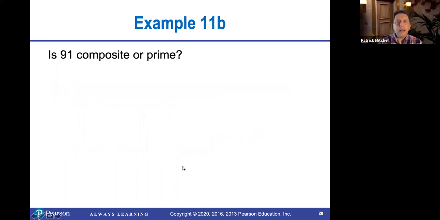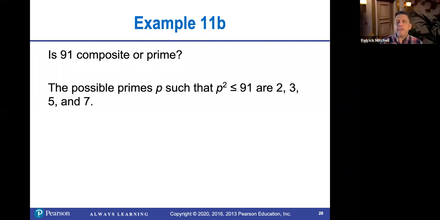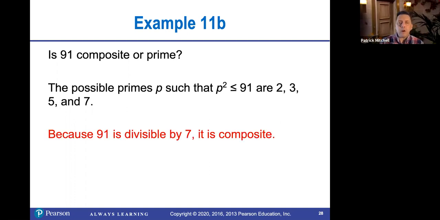What about 91? Is it composite or prime? This would be another good time to pause the video and try this one. First, think about which prime numbers you need to check. Well, you only need to check 2, 3, 5, and 7. All right, well, clearly 2, 3, and 5 don't work. But 7 works. 91 divided by 7 is 13. So 91 is composite.